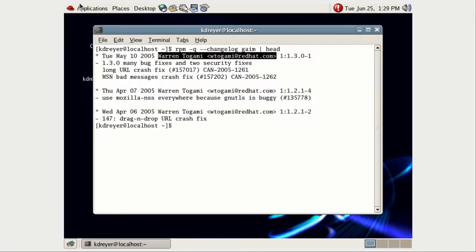I had a similar realization when I was looking at an RPM package. When I run rpm -q --changelog with an RPM name, I could see the exact person who packaged that application for me. Coming from a world of Microsoft Windows, that level of transparency was amazing.